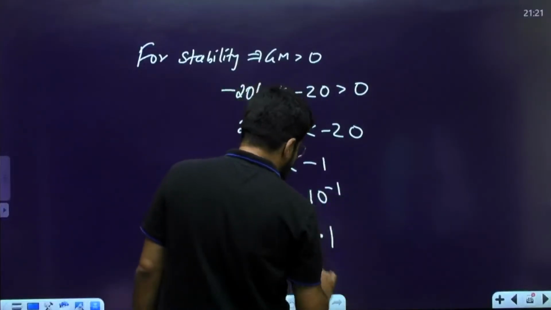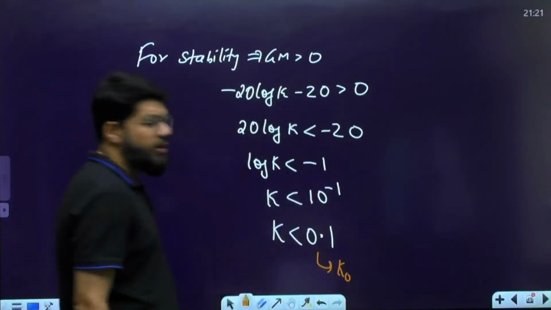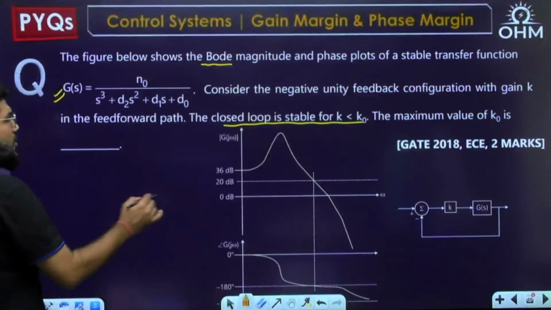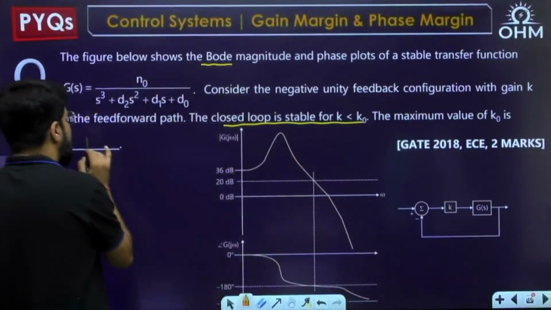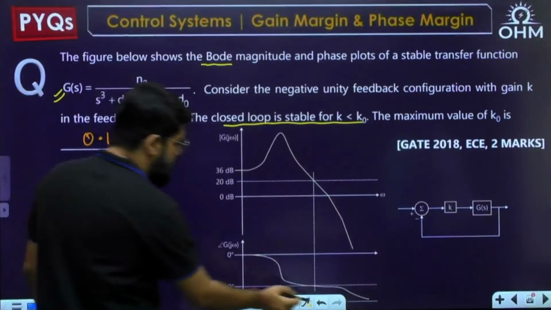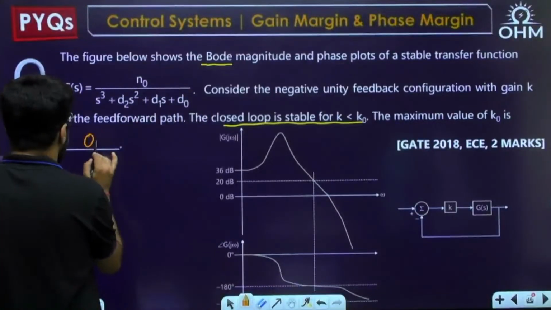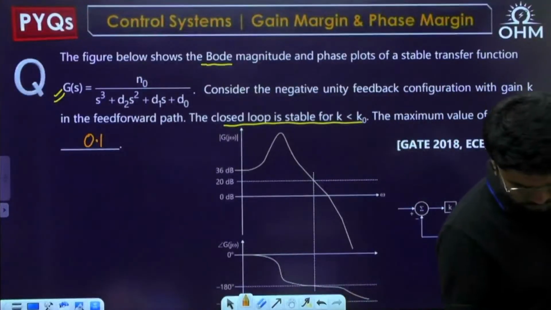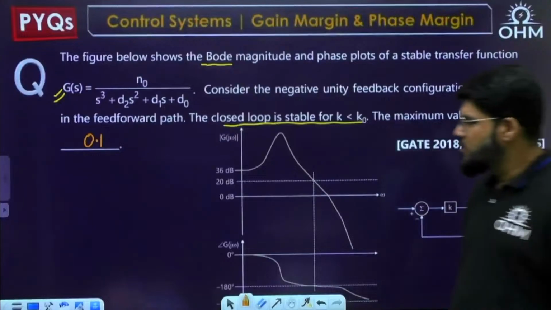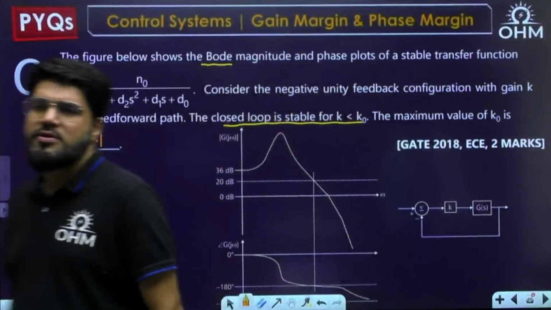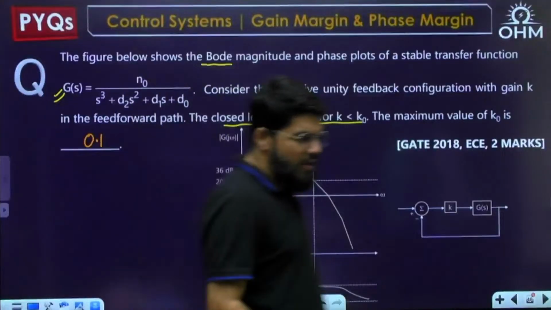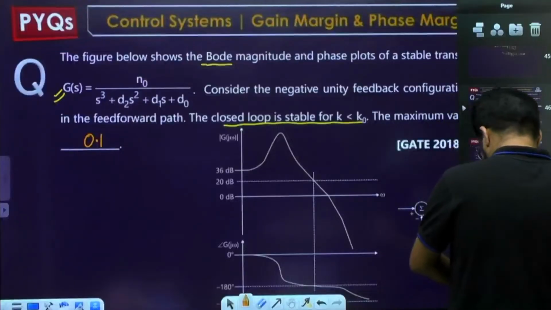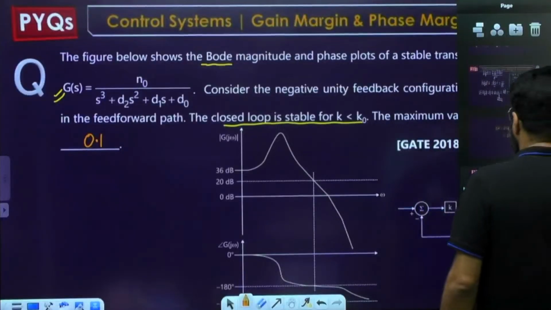Okay, so K less than K naught. What is that K naught? 0.1. In the question also they are telling the system is stable for K less than K naught. We have got that the system is stable for K less than 0.1. So K naught is 0.1, correct? This is a good question. Gain margin analysis using the Bode plots. Ask me if you have any doubts.